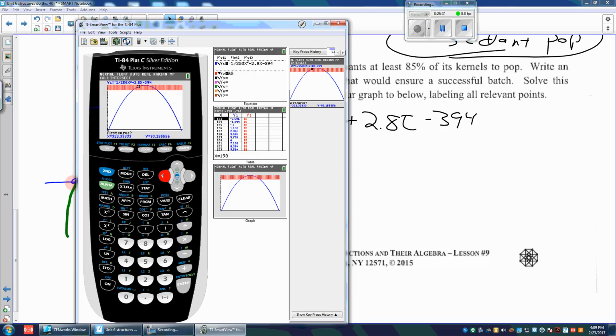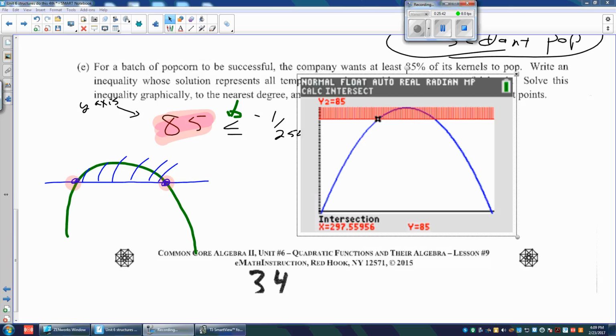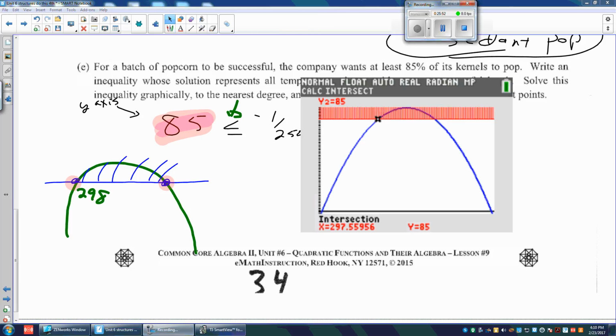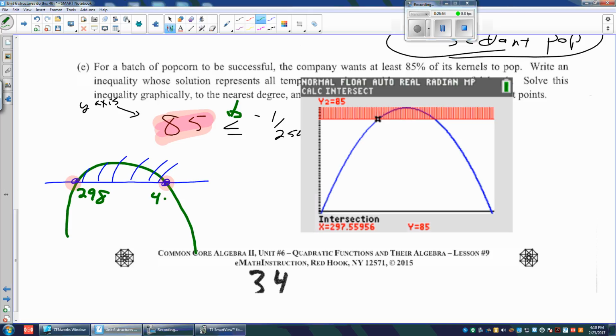Am I on the first curve? I'm going to go close to the point, hitting left arrow. Yes, I'm on the first curve. Am I now on the second curve near the point? Yes, I am. Guess, I don't think so. And it tells me that is what the intersection is. Nearest degree, 298 degrees. Do the same thing for the other side. And it gives me 402 degrees.